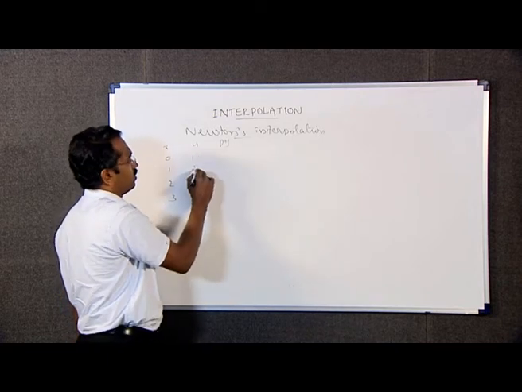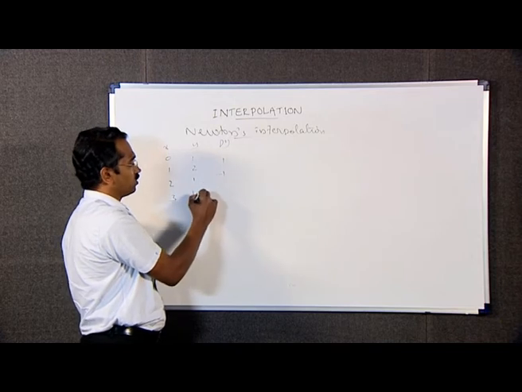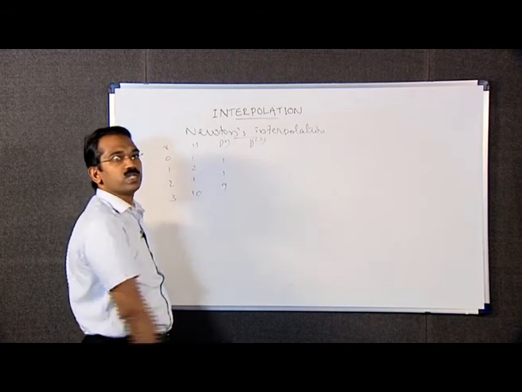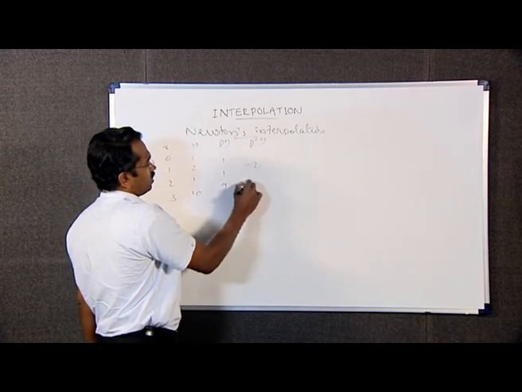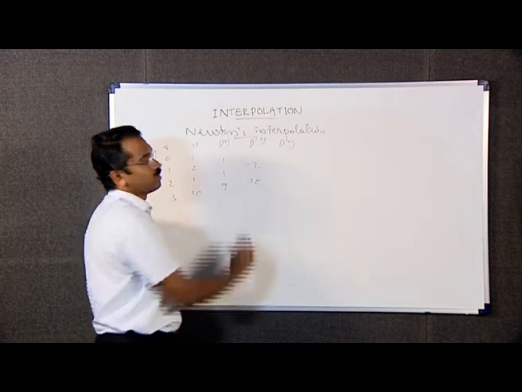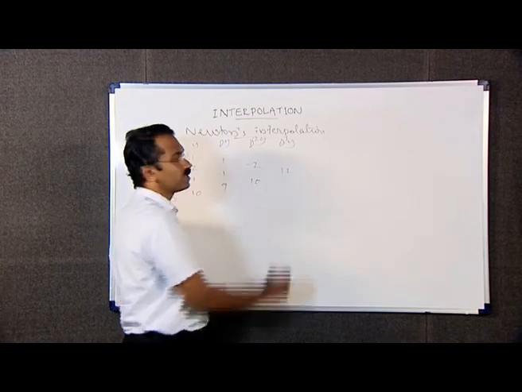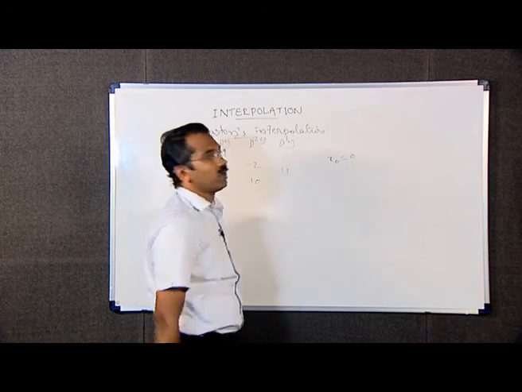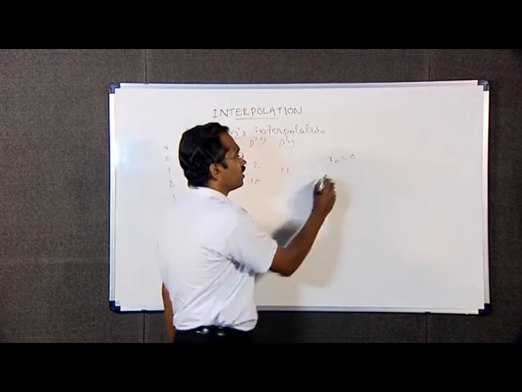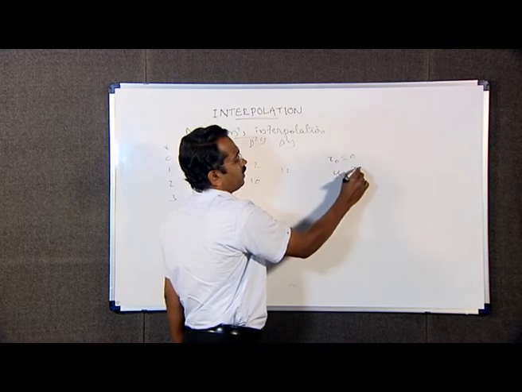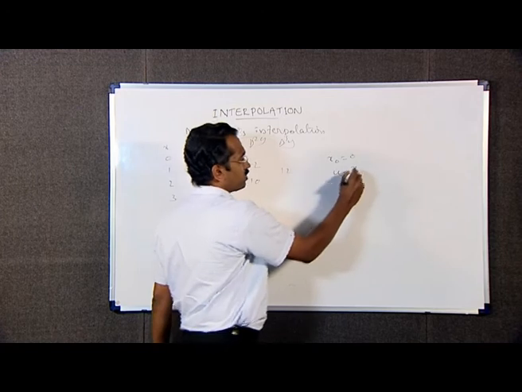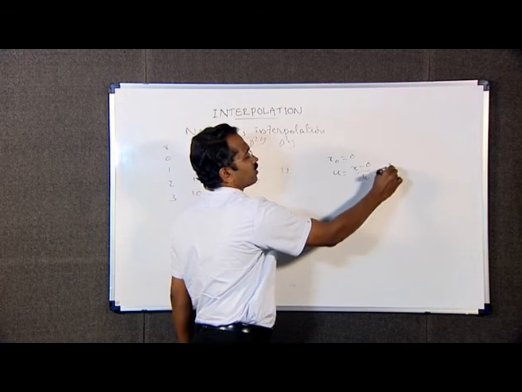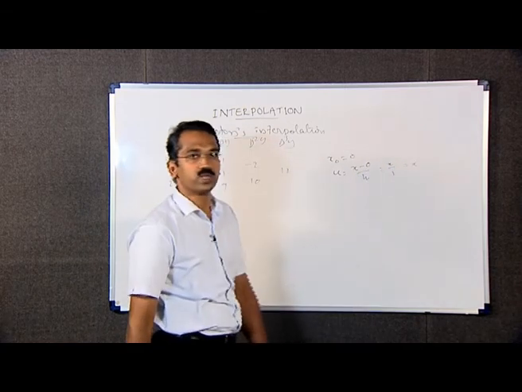The corresponding difference table is: first differences are 2 minus 1 is 1, 1 minus 2 is minus 1, 10 minus 1 is 9. And the second differences are minus 1 minus 1 is minus 2 and this is 10. Third difference is 10 minus minus 2 is 12. This is the difference table. Here x naught is 0 and x is x itself, u equal to x minus x naught divided by h, that is x minus 0 divided by h. Here h is 1, that is equal to x by 1 equal to x, that is u equal to x.